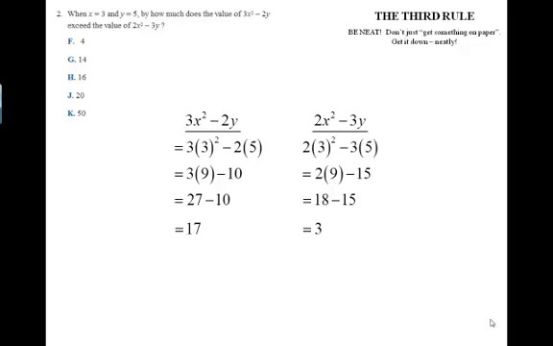Be neat. What's the value of x when 2x plus 3 equals 3x minus 4? This is an easy one. Be neat.